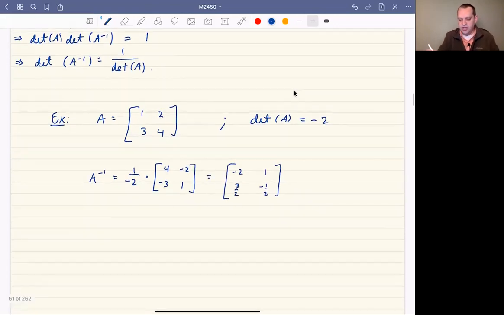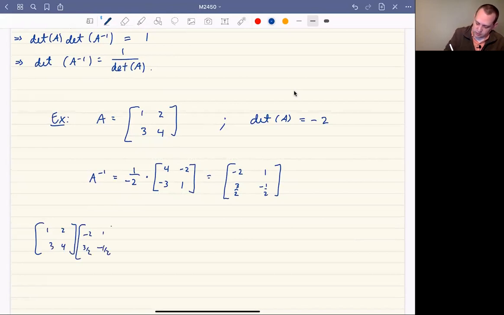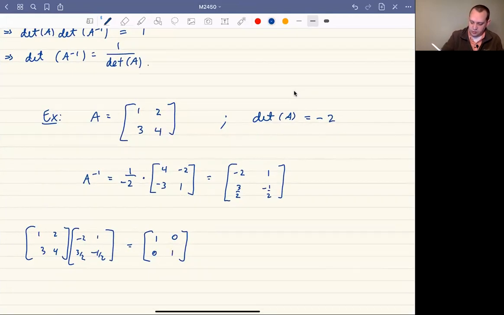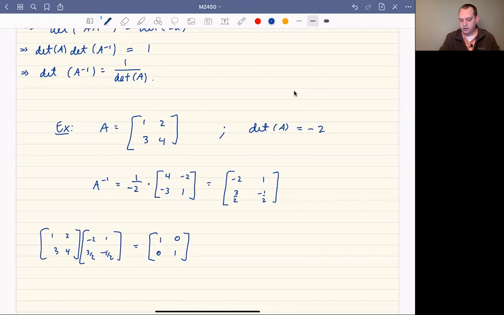It might be worth checking that if you take A times A inverse, this really is the right inverse matrix. So -2, 1, 3/2, -1/2. It's easy to tell that the off diagonal elements are 0, because we get 1 plus 2 times -1/2, so 1 minus 1, and likewise, -6 plus 6. For the diagonal elements, we end up with -2 plus 3 and 3 minus 2. So we really do end up with the identity. So here's our inverse.